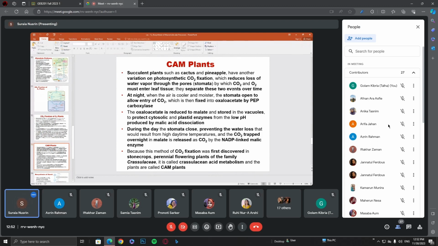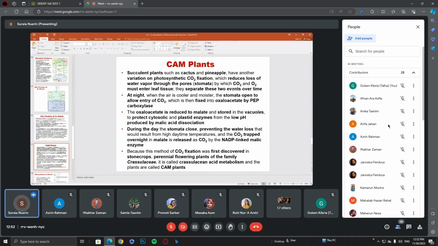chemical environment of the cell. That means they can interfere with the cytosolic and plastid enzymes by the low pH, which is actually generated by the malic acid dissociation reaction. So during the night, they don't do that. They keep the malate within vacuoles.